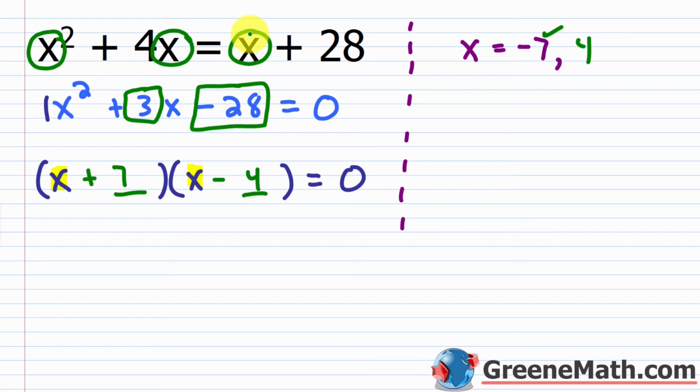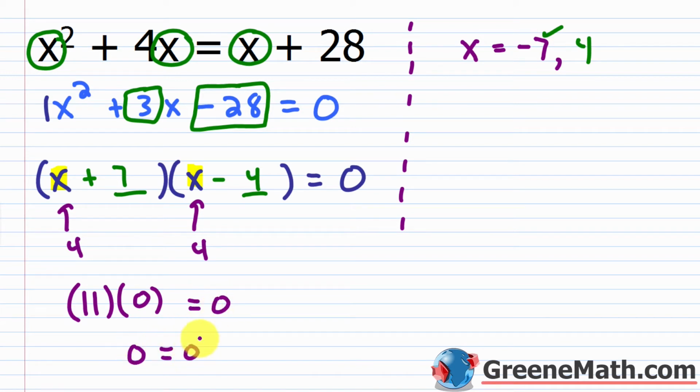Let's also check 4 in the factored form. If I plugged in a 4 there and there, what would I get? Well, on the left side, I get 4 plus 7, which is 11. On the right side, I get 4 minus 4, which is 0. 11 times 0 is, again, 0. So you get 0 equals 0, which results in a true statement. So this one works out as well. So our two solutions here are that x equals -7 or x equals 4.